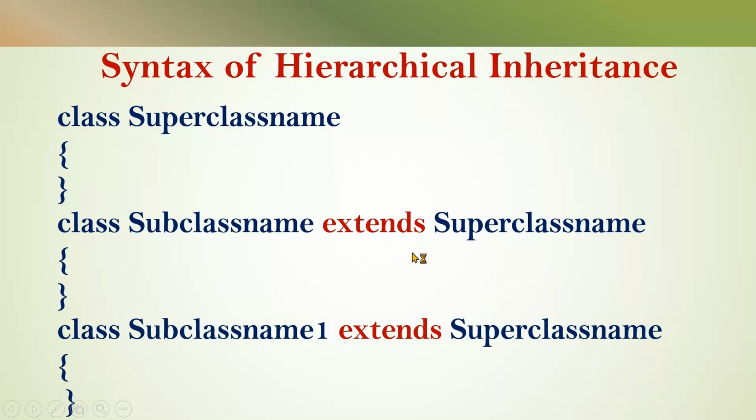So this subclass is derived from the same superclass. This subclass 1 is also derived from the same superclass. So one superclass, two subclasses. Multiple subclasses are being derived from one superclass. Now this is the concept of hierarchical inheritance. Now I'll show you the demonstration of this hierarchical inheritance using VS Code.